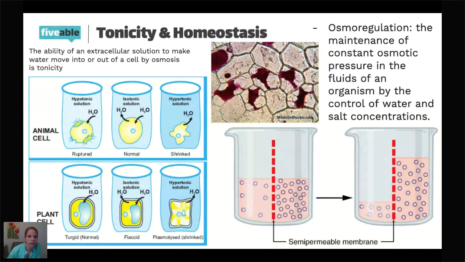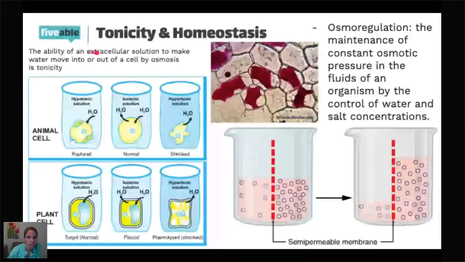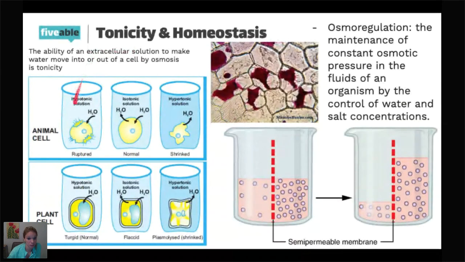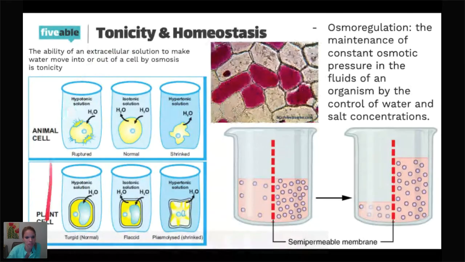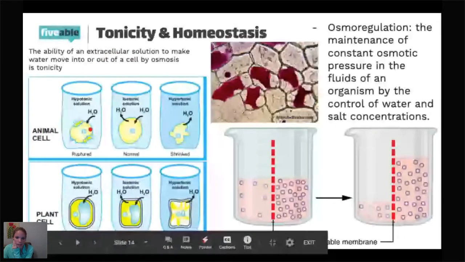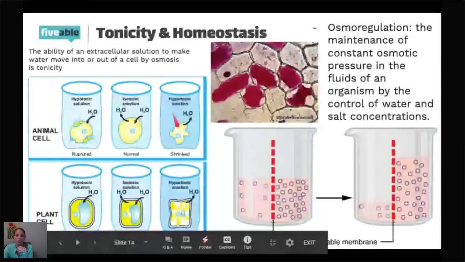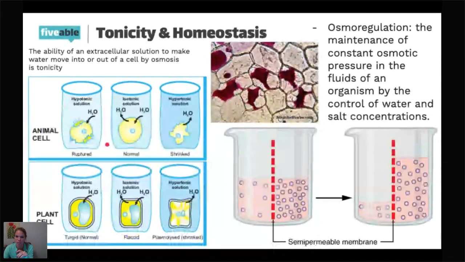So this is the ability of an extracellular solution to make water move in or out of a cell. You can see here, I've got animal cells and plant cells. I've got cells that are literally exploding, cells that are happy, and cells that are shrinking. This all has to do with the type of solution you put in them. So again, I'm not gonna go super in depth with this one.